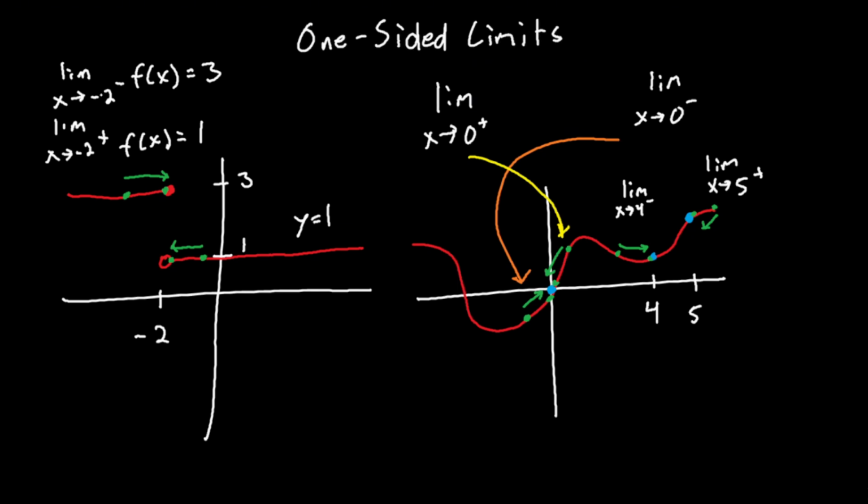But if the two one-sided limits do not equal each other, so if these are not equal to each other, then the limit as x approaches -2, just the standard two-sided limit for the function, does not exist. The limit does not exist at -2 if the one-sided limits don't equal each other. That's just one of the conditions for a two-sided limit to exist.